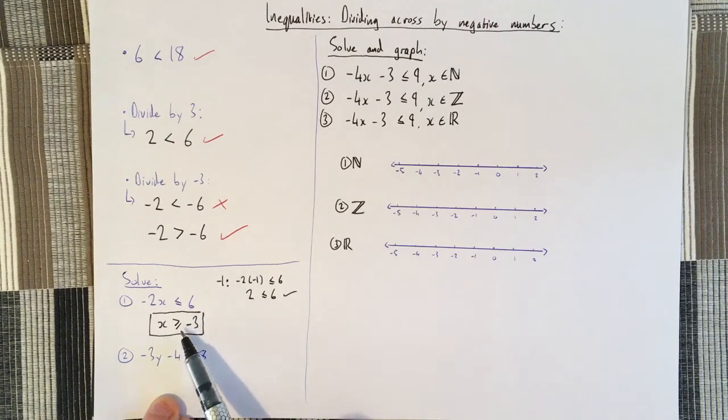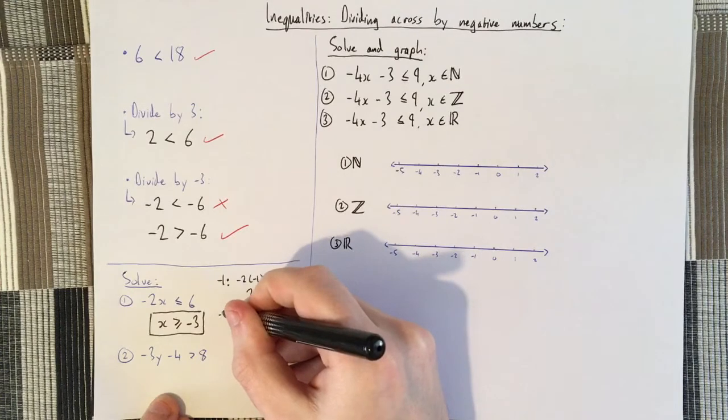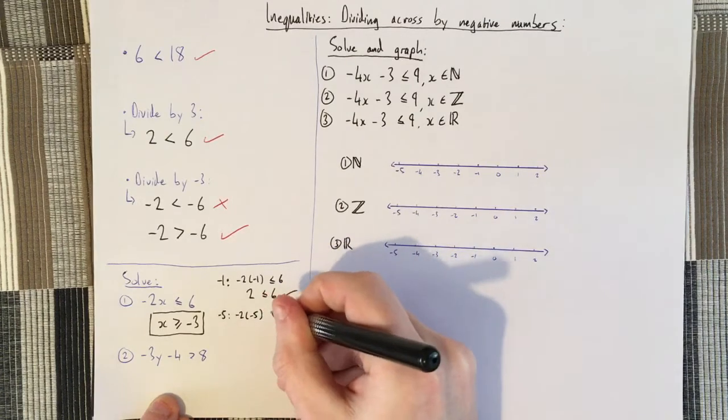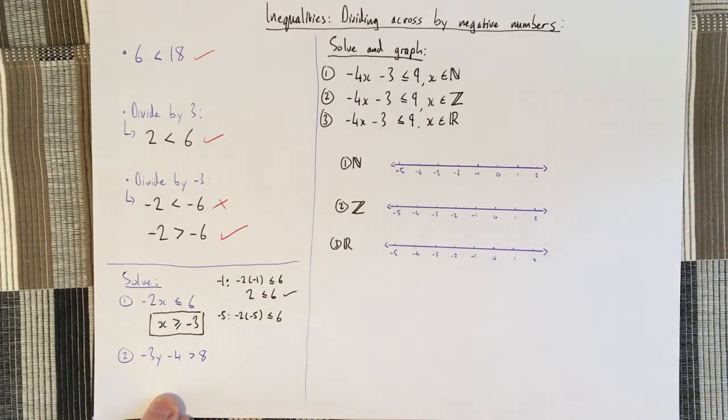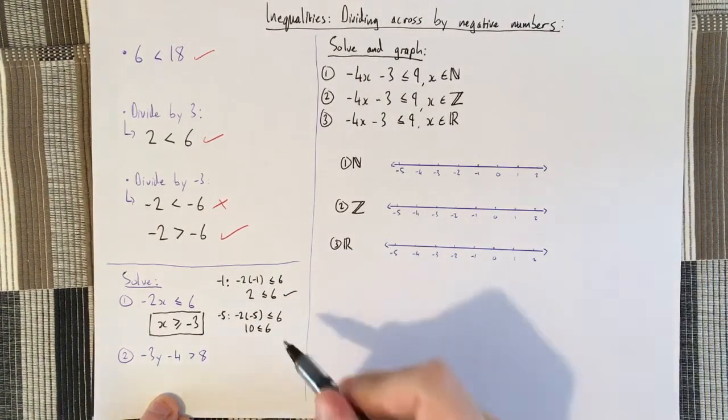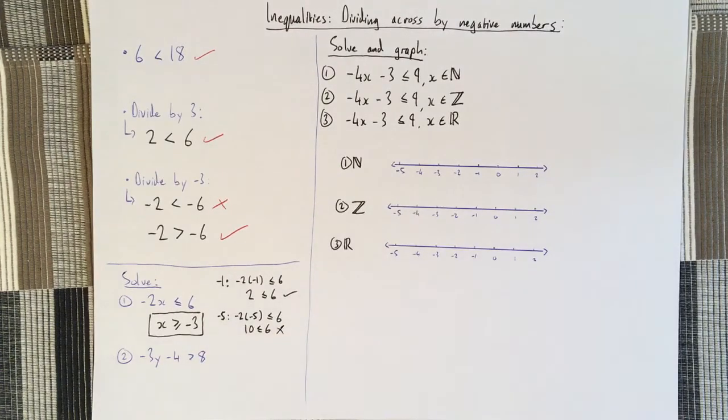What about a number which is not greater than or equal to minus 3? Let's say minus 5. What would happen if I sub minus 5 into that original inequality? Minus 2 times minus 5 is 10. Is 10 less than or equal to 6? No, it's not. It's greater than. So that's how the solutions to these work. You can test them. If you put in something which is greater than minus 3, you should get something that's true. If you put in something which is not greater than minus 3, you should get something that is false. And that's what happened here. That shows that flipping the inequality was the right thing to do as well.